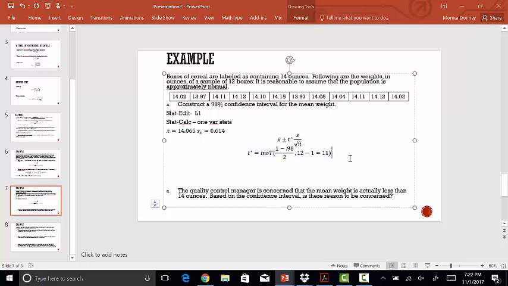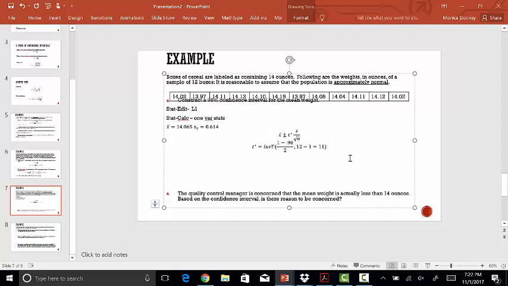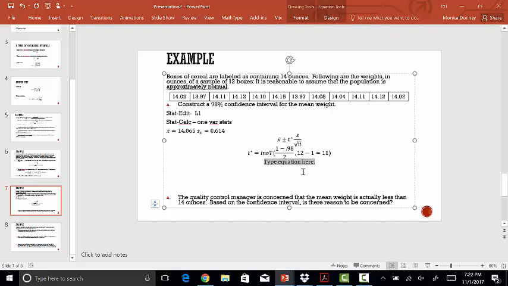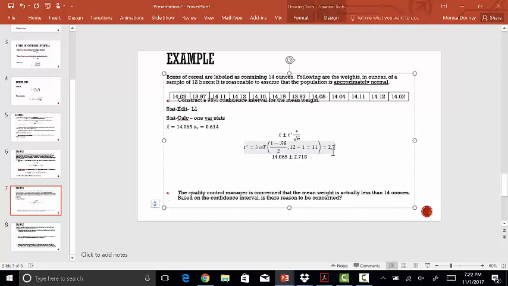All right, so once I get my T star and I have my X bar and I have my S, I can type it all into the equation. So I get 14.065 plus or minus 2.718. That's what I got for T star. Let me write it up here. 2.718.